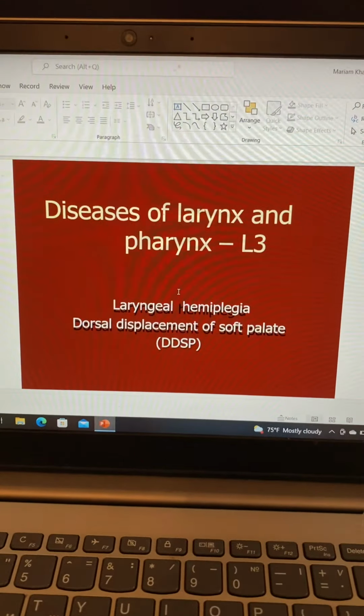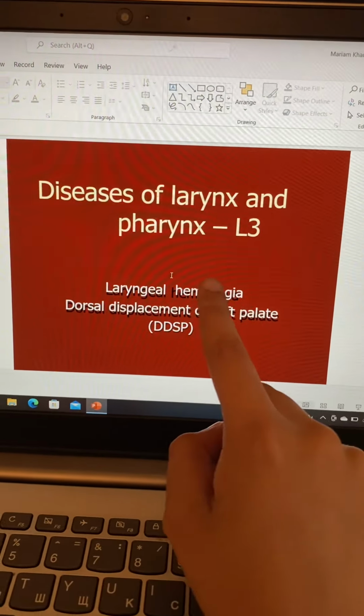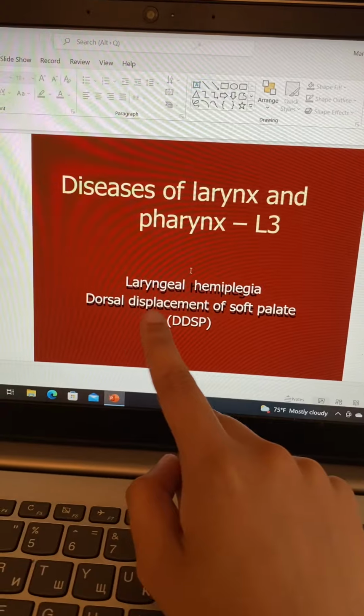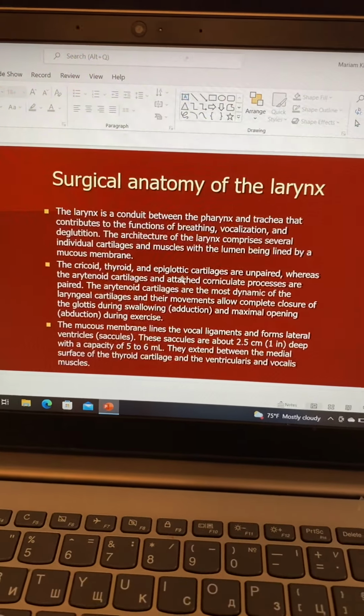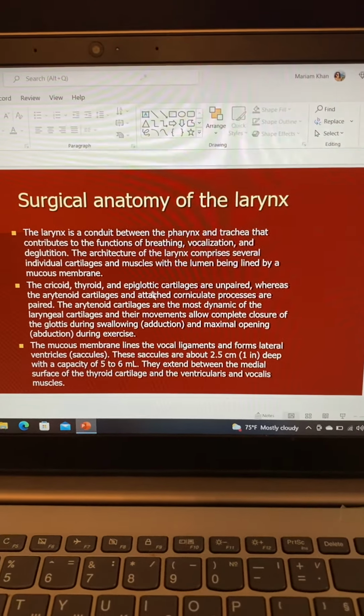Okay, so this is diseases of the larynx and pharynx. So we're going to look at laryngeal hemiplegia and dorsal displacement of the soft palate. Okay, I prefer organs.